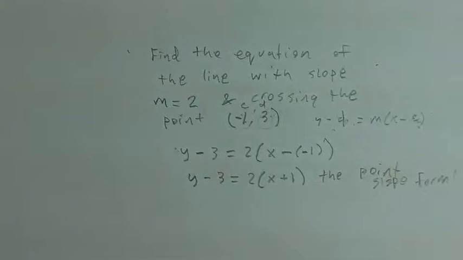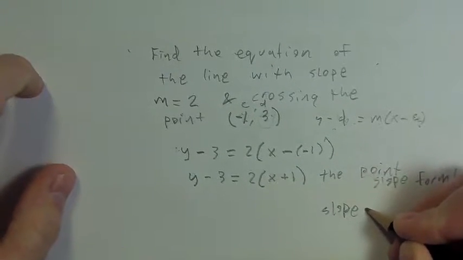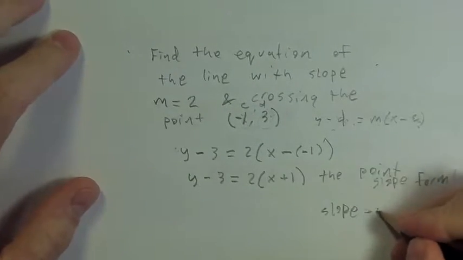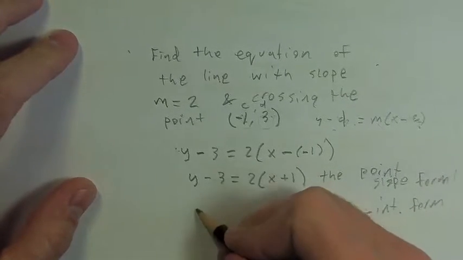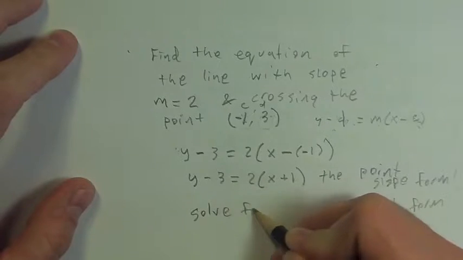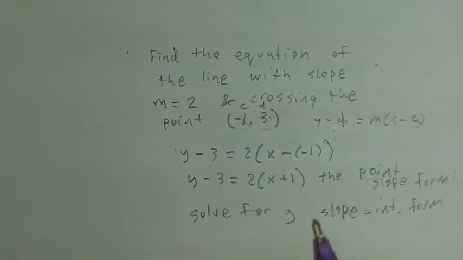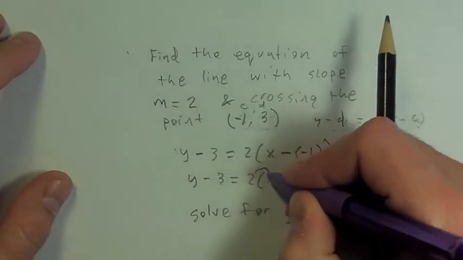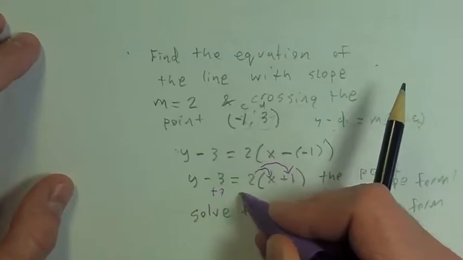All right. If we want to find the slope-intercept form, we solve for y. So to do that, we're going to start by simplifying here by distributing this 2, and then we're also going to add 3 on both sides.